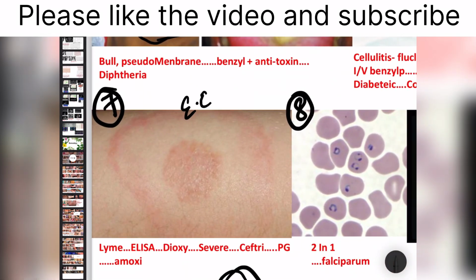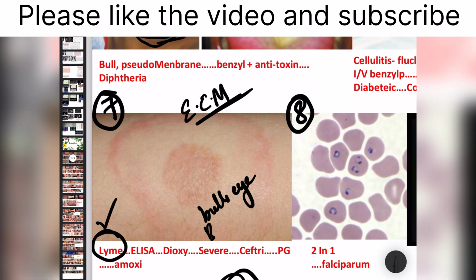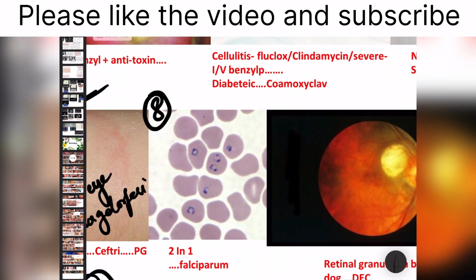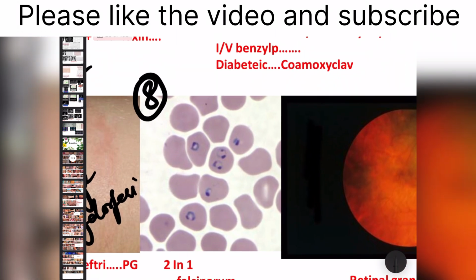Next, this rash is very important. This is nothing but erythema chronicum migrans. So this looks like a bullseye appearance, a targetoid rash caused by Borrelia burgdorferi. Okay, next image. Treatment is doxycycline.